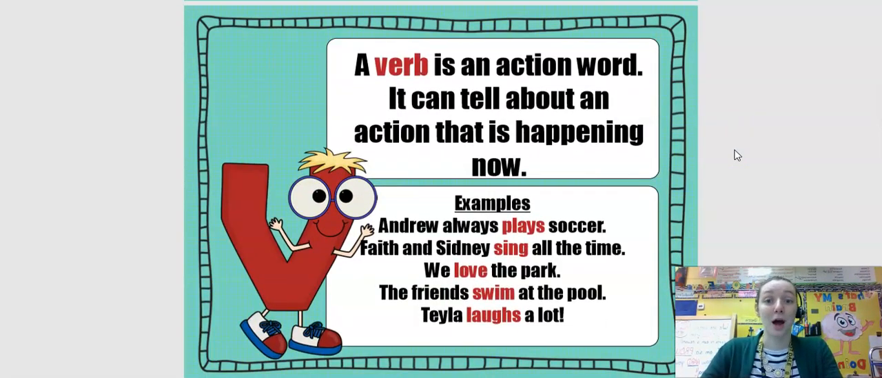Now let's meet the verb. A verb is an action word. It can tell about an action that is happening now. For example, in our sentences from before, Andrew always plays soccer. Plays is the verb. It's the action word.